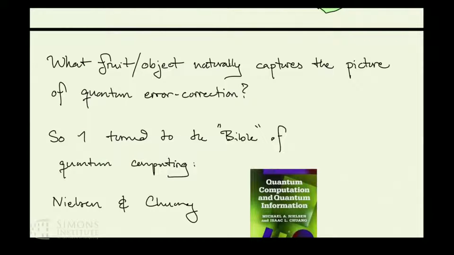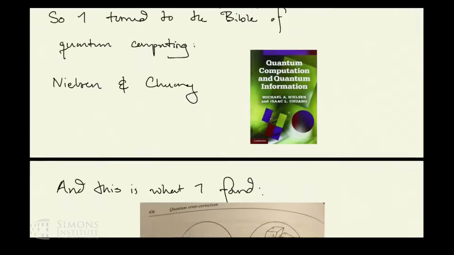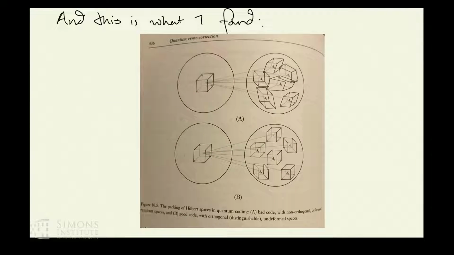what captures quantum error correction? And I didn't know. So what I did is I opened up Nielsen and Chuang, and I tried to see if there was any diagram that vaguely resembled something that I could say. And here's what I found. So I ended up finding this picture. And this is what, in Nielsen and Chuang, they claim quantum coding looks like.